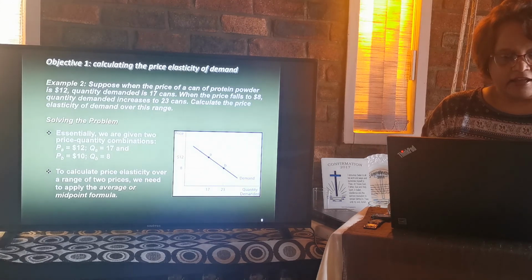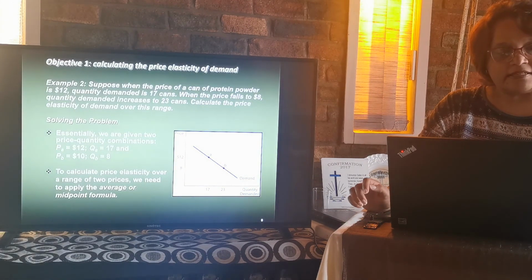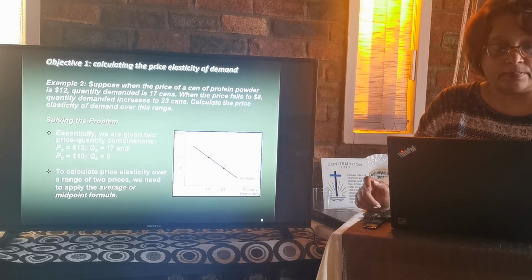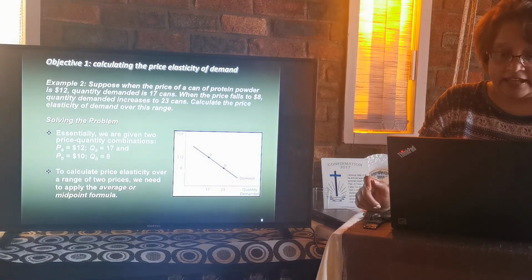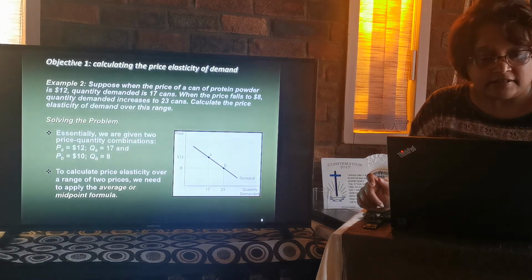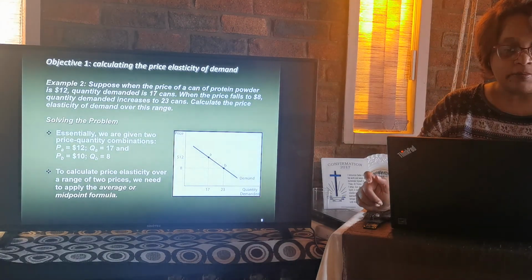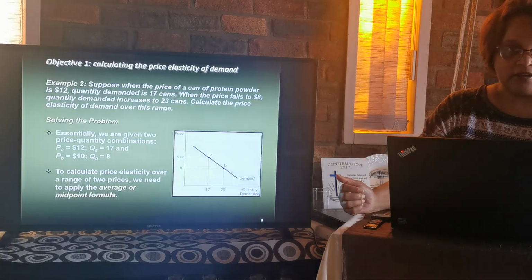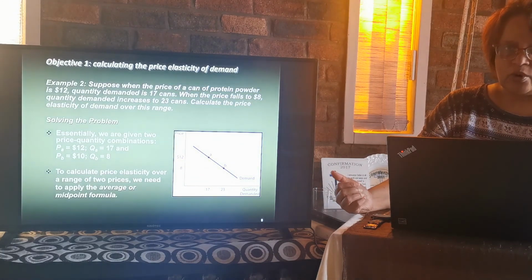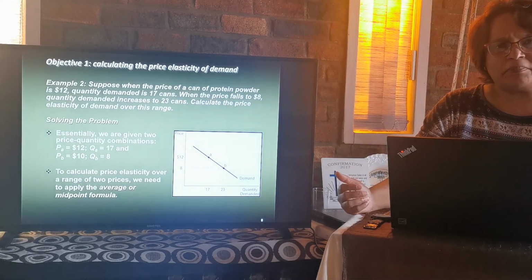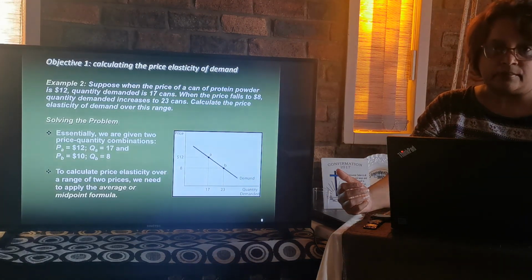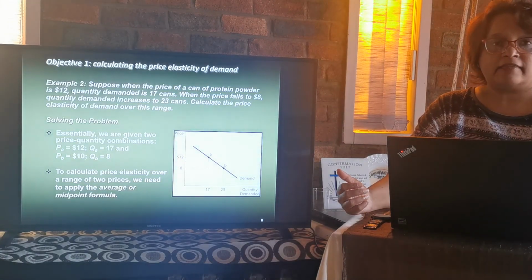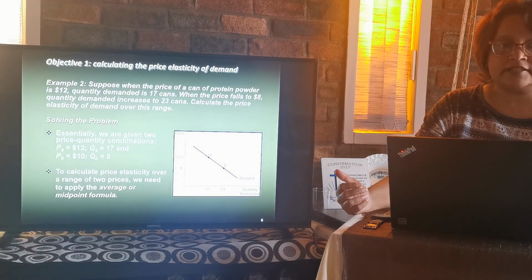Right. The next one, calculating the price elasticity of demand. Suppose when the price of a can of protein powder is $12, quantity demanded is 17 cans. When the price falls to $8, quantity demanded increases to 23 cans. I think that is clear. So now if you want to know the midpoint, we will also do a calculation, but it's not for your curriculum advisors, I've put it in, and we can touch on it when we revise the section again.